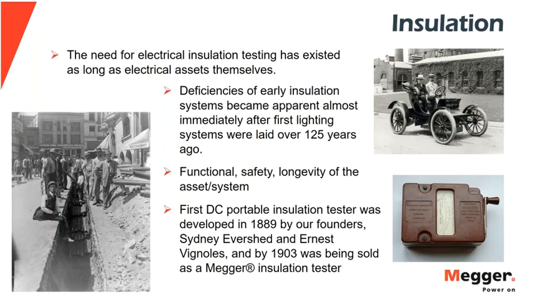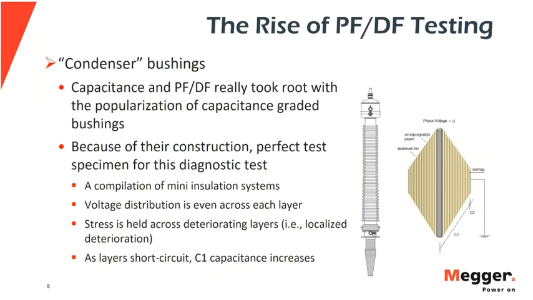Earliest tests on insulation systems involved applying a DC voltage across the insulation and measuring the leakage or the resistive current through it. And the first DC portable insulation tester was developed in 1889 by our founders, Sidney Evershed and Ernest Vignoli. And by 1903, it was being sold as a mega insulation tester. Then, within the following decade or so, a cleverly constructed device came along that revealed unmet testing needs.